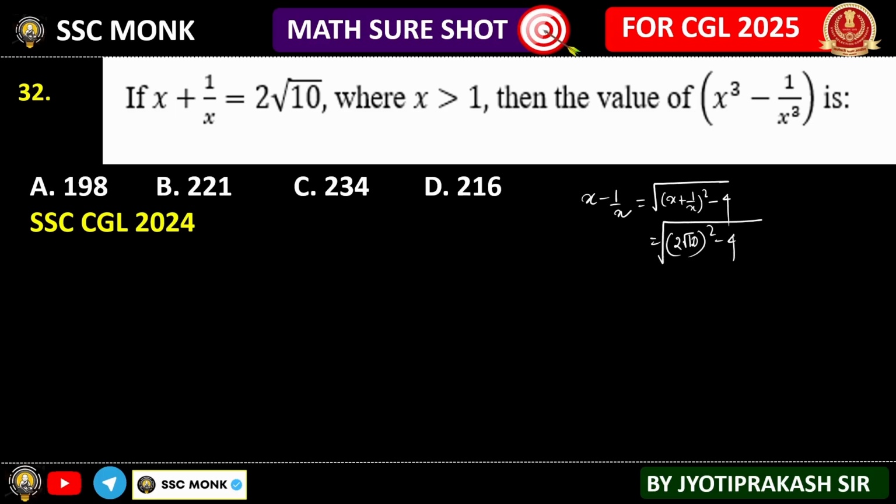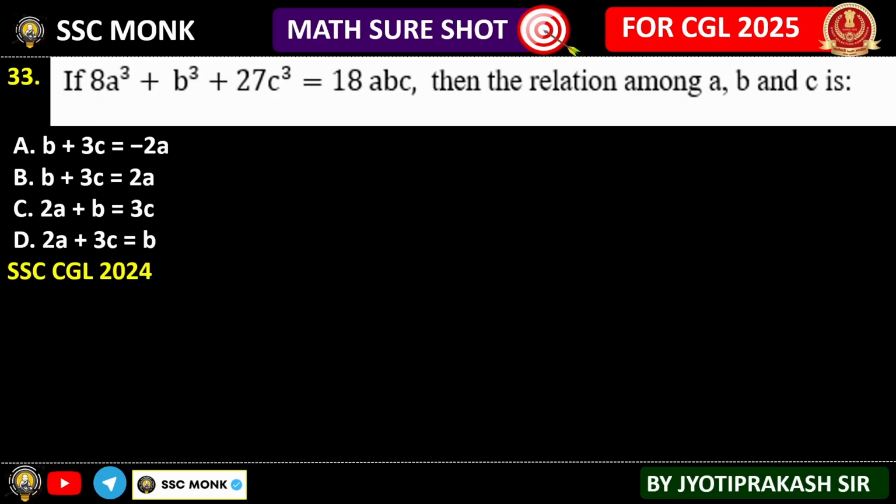So it is 2 root 10 whole square minus 4, square root of that. 2 square is 4, root 10 square is 10, 4 into 10 is equal to 40, minus 4 is equal to 36, square root is equal to 6. x minus 1 by x is equal to 6. Then x cube minus 1 by x cube is equal to 6 cube plus 3 into 6. That is equal to 216 plus 18, that is equal to 234. Answer option C.